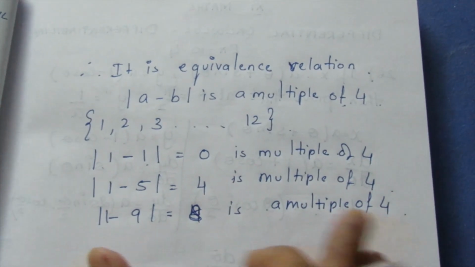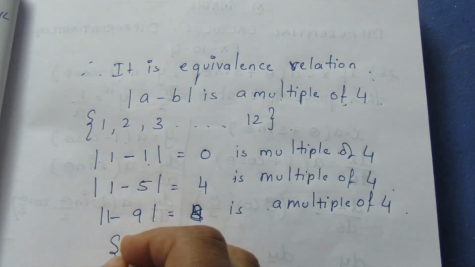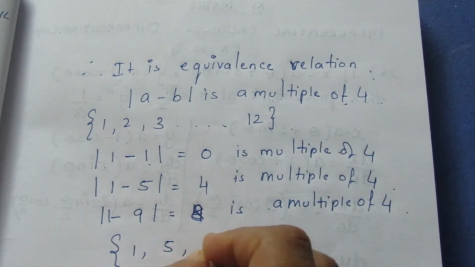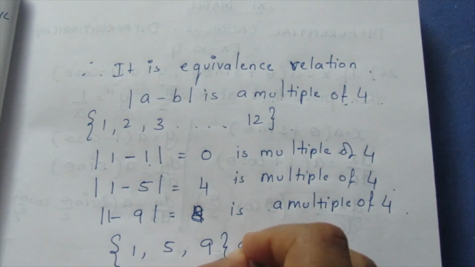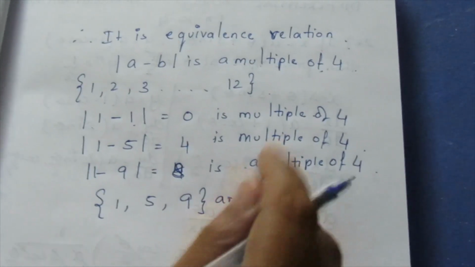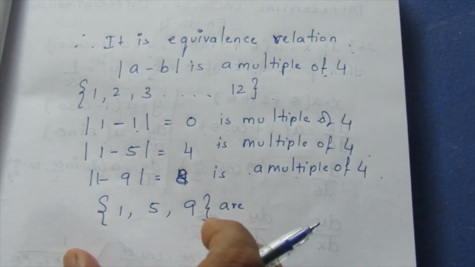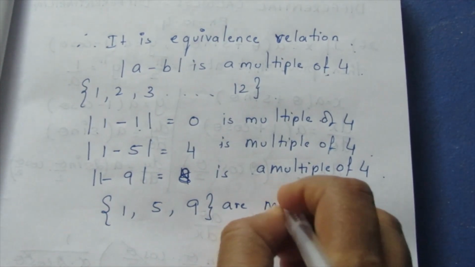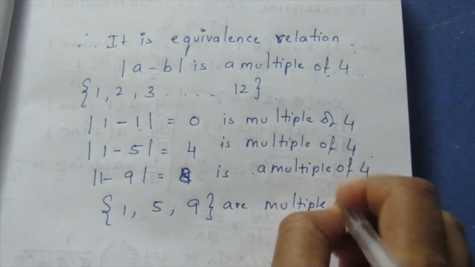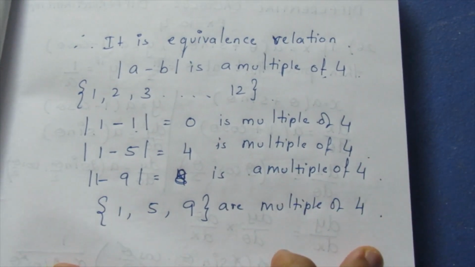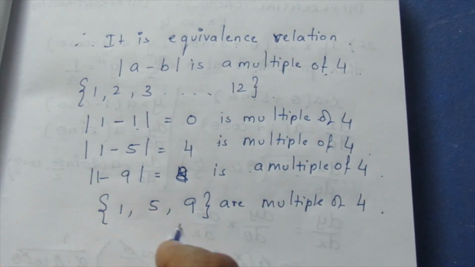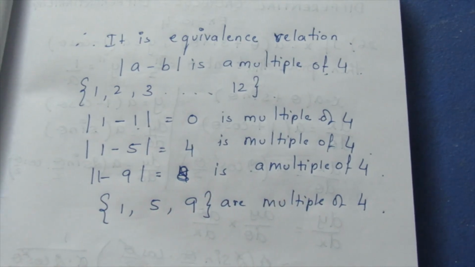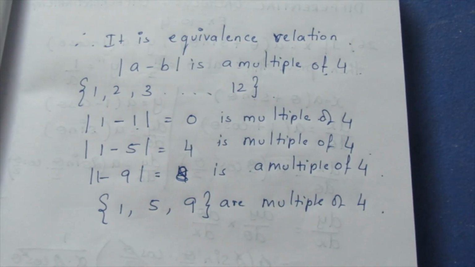Now the numbers 1, 5, 9 are the numbers which are related. They have asked for the set. So these are the numbers which are related by a multiple of 4. Or you can also write the elements 1, 5, 9. That's all with the sum. Thank you.